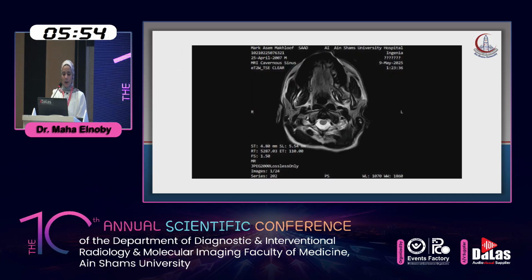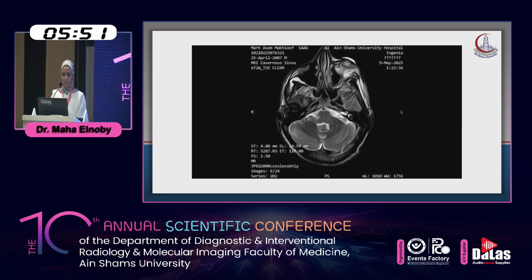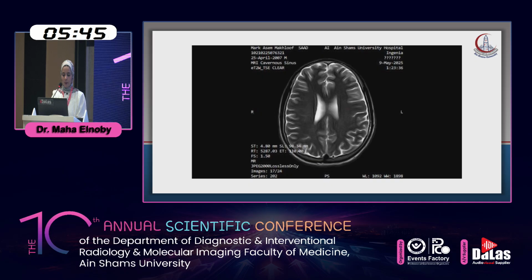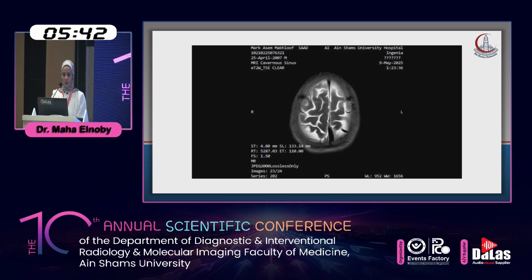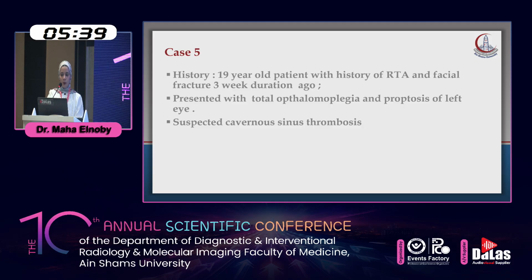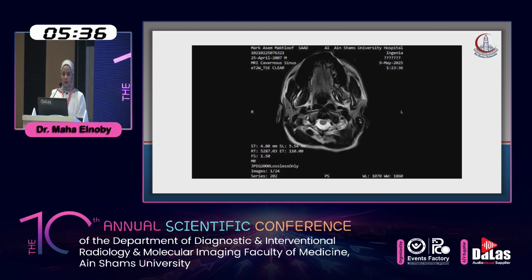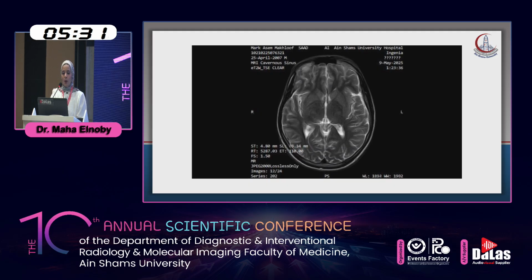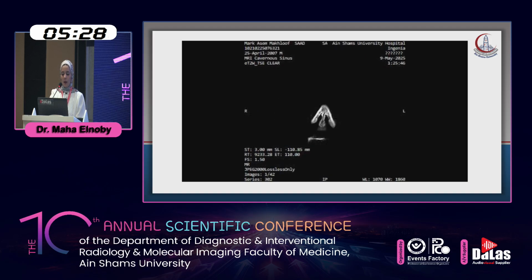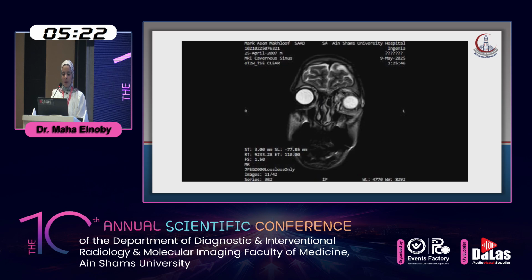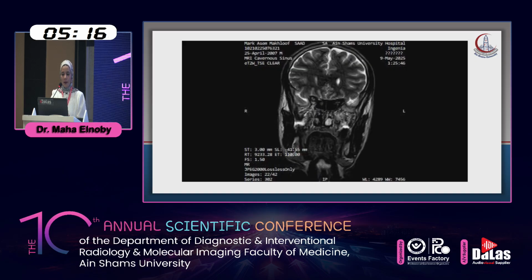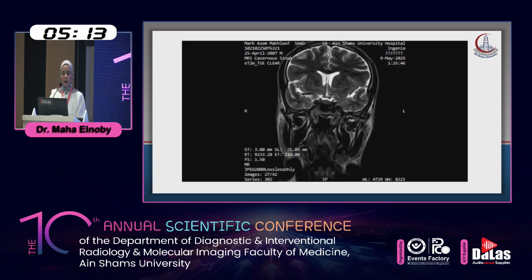Okay, this is the T2. What can we see in the T2? Again, we can see retroorbital edema, proptosis of the eye, with an enlarged superior ophthalmic vein. Coronal T2: retrobulbar edema, edema in the extraocular muscles, distended superior ophthalmic vein, while the cavernous sinus shows preserved signal voids of the internal carotid.